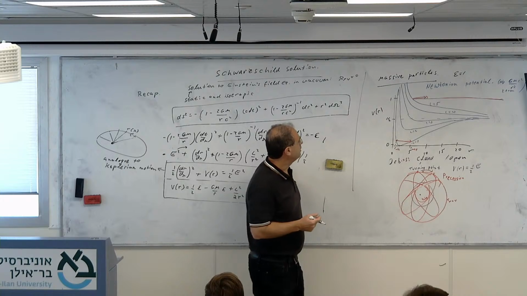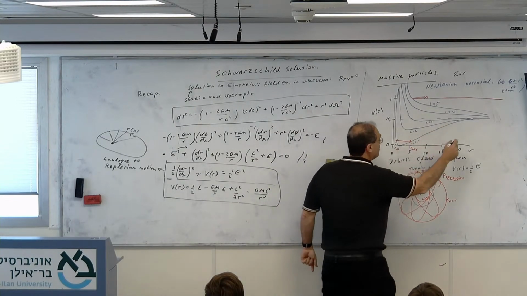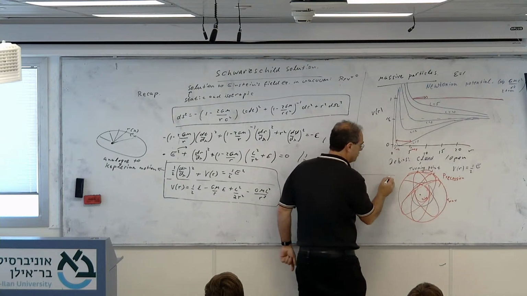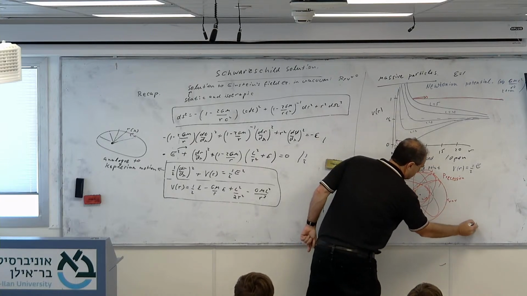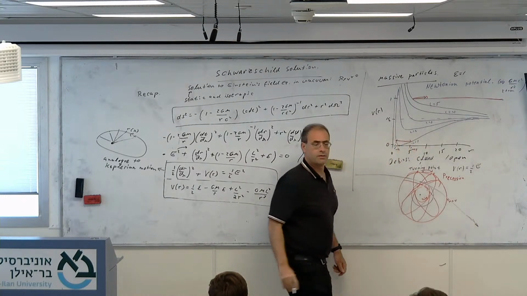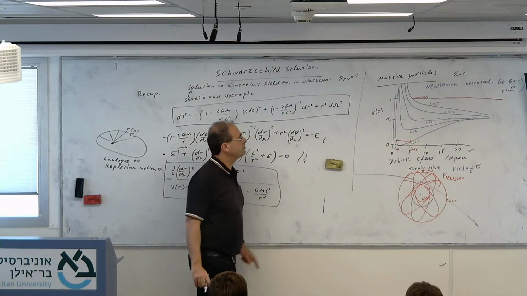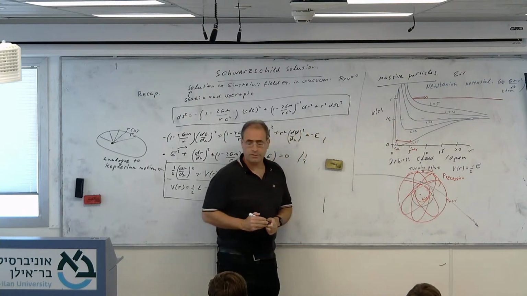So of course the trajectory looks something like that, right? The particle comes from infinity, it's affected by the gravity and goes back to infinity. So this is what this trajectory really means in reality.